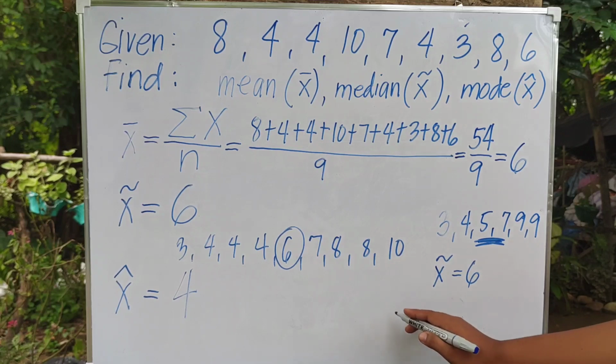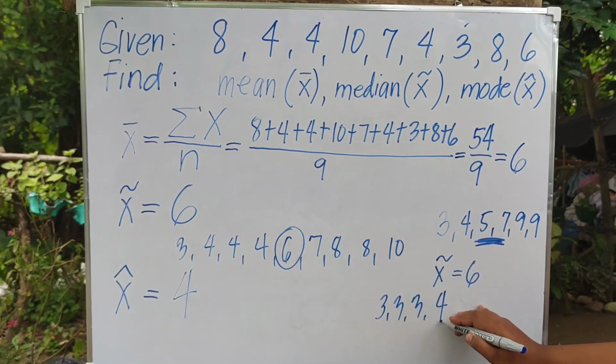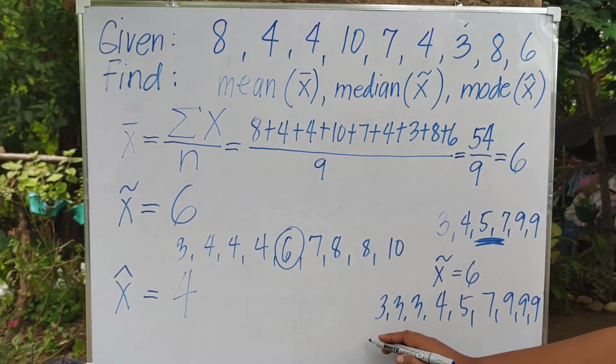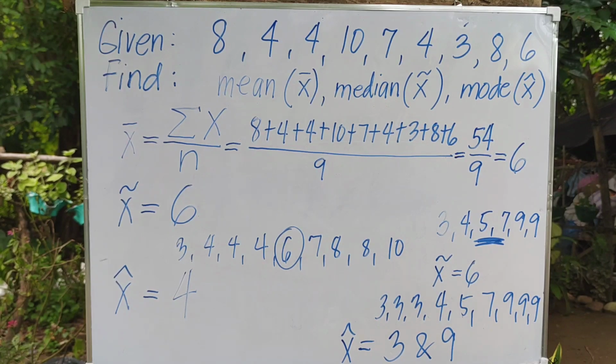How about the mode? Further, if we have 3, 3, 3, 4, 5, 7, 9, 9, 9, in this given set of values we have two modes: 3 and 9. Having two modes, we describe that as bimodal. Having three modes, we describe that as trimodal. More than three, we have a multimodal distribution of scores.